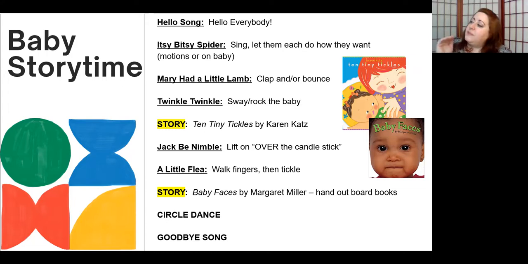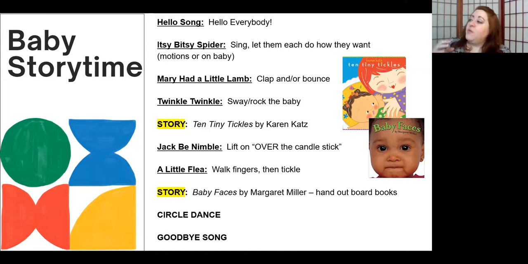And then when I read a book, it was a very interactive book. The example I used quite often was 10 Tiny Tickles by Karen Katz, because it's literally the parent tickling the baby's head, tickling the baby's back, tickling the baby's arm, things like that. So it was a very interactive book. The other book that's here is Baby Faces by Margaret Miller. We had a set of these in board books, and so I would hand them out and we would give them an opportunity to look at them together. Again, that tactile experience, letting the baby hold it. But there's not a lot of story to those books if you've ever looked at them. It's more just looking at the emotions of the babies and seeing those baby faces. So it's good for the young ones.